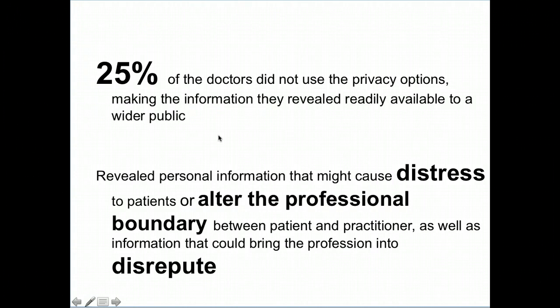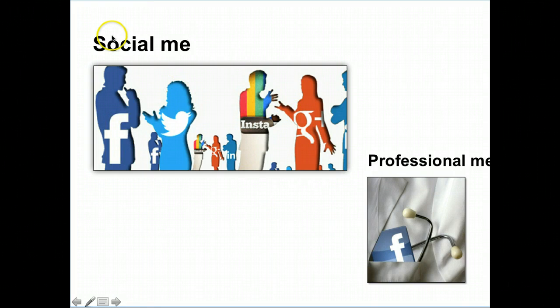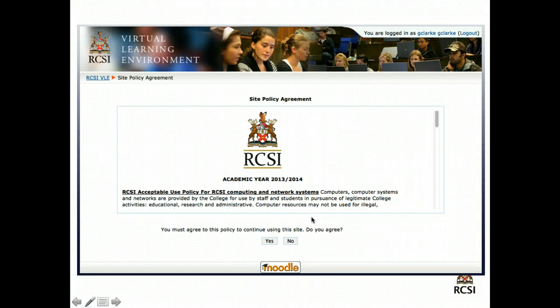Deeper into the paper, information was revealed that might have caused distress to patients, altered professional boundaries, or could have called them into disrepute. And that is, I suppose, where professionalism and social media collide very badly. Is it okay to post a picture at a social event or doing something, and that becomes associated with the healthcare professional? It seems like an awful lot of common sense, but as I said, there are more and more opportunities for this to happen. And as I say, we're looking at this social me and professional me. Between those, somewhere the truth or the reality exists.